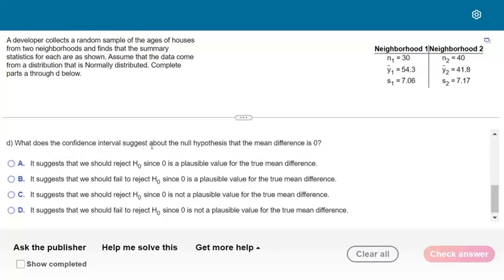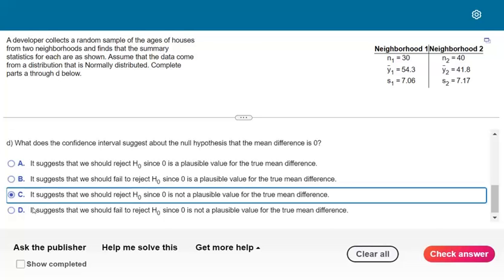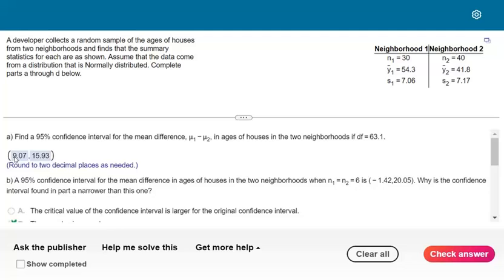What does the confidence interval suggest about the null hypothesis that the mean difference is 0? We should reject the null if 0 isn't within the interval. It means we found statistically significant evidence. These things are different enough so we can reject the null hypothesis that they're the same. Since 0 is not a plausible value for the truth. Yeah, 0 is not a plausible value because 0 isn't between these two.